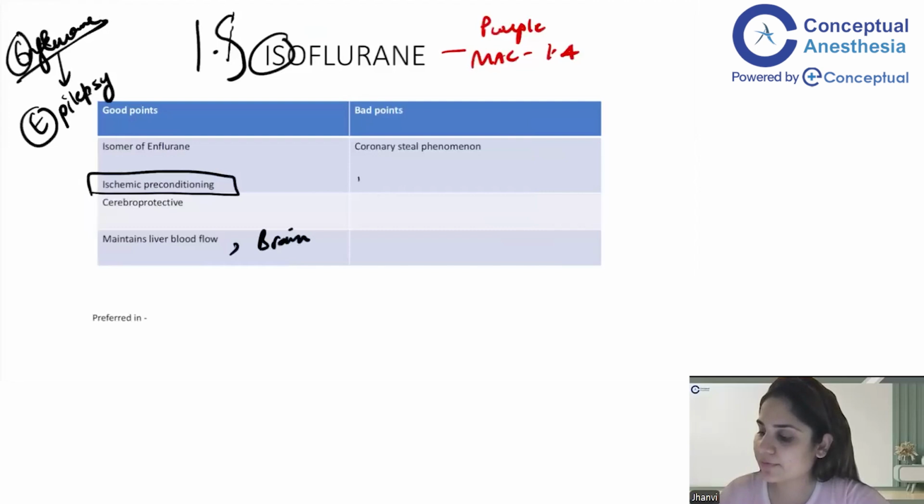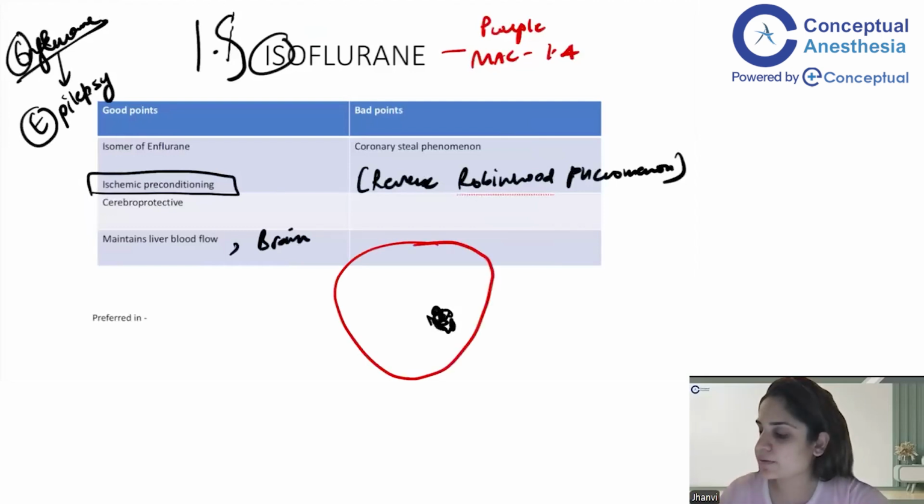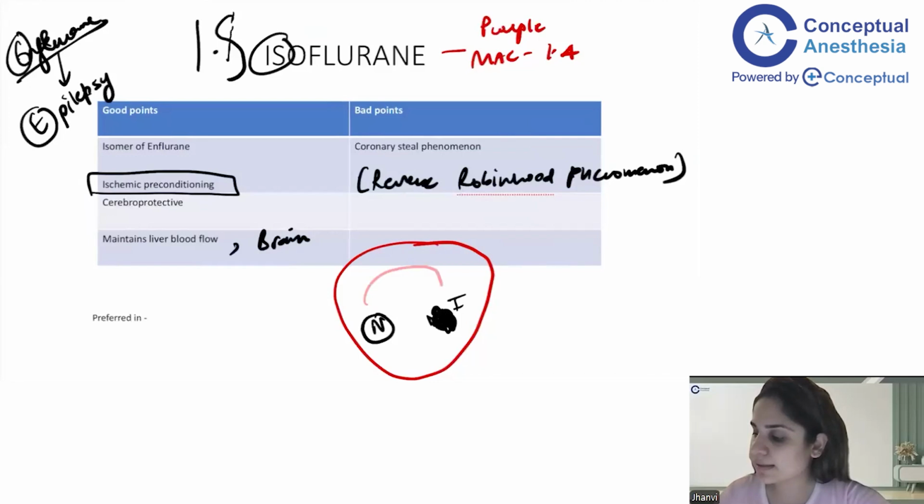What is coronary steal phenomenon? Coronary steal phenomenon is also called the reverse Robin Hood phenomenon. If someone asks you to explain it, it is something like this. Imagine there is an ischemic area present in the heart over here. In this ischemic area, you are getting some amount of blood flow, but ideally the blood flow in this ischemic area is quite less. So you have a normal area and an ischemic area. You want to direct the normal blood flow towards the ischemic area to prevent further ischemic damage.